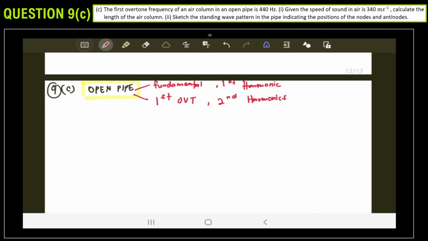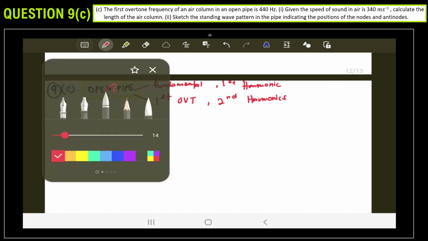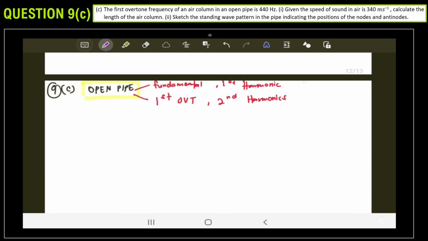Remember, the fundamental mode, or the pattern of the first harmonic for the open pipe. This is the open pipe, and the fundamental mode pattern is the X shape. I call it the X shape. So this one is like this, 1, 2. So it's an X shape. This one is for the first harmonic or fundamental mode.